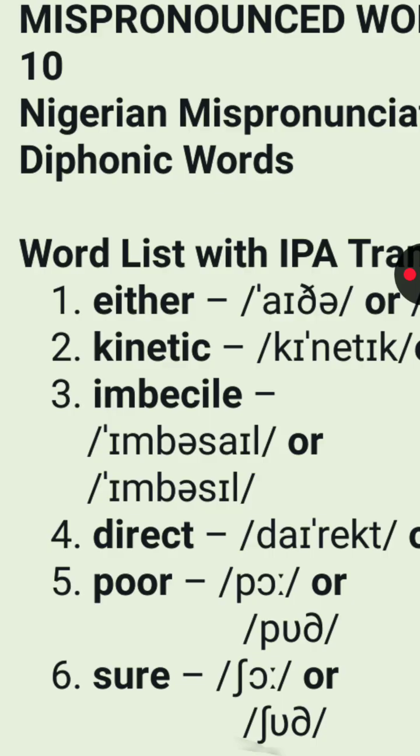The same applies to sure, the word sure, spelled as S-U-R-E. We have sure and sure. The first: sh sound and long O sound, pronounced as sure. Then the second: sh sound and the ua sound to give sure.